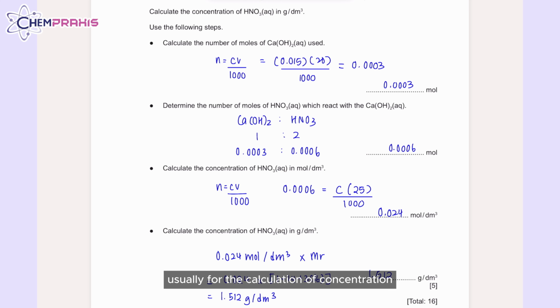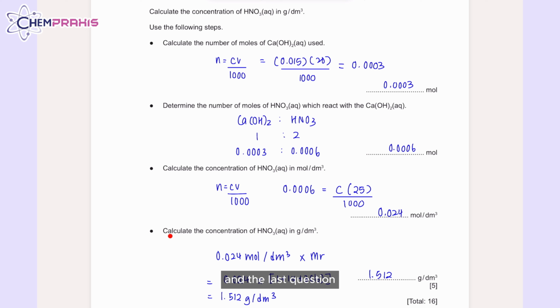And the next question, calculate the concentration of nitric acid in mole per dm cube. Usually for the calculation of concentration, I always use this formula, n equals CV over 1000. I put the number of mole here, 1000 here, and 25 here. So the final answer is 0.024.